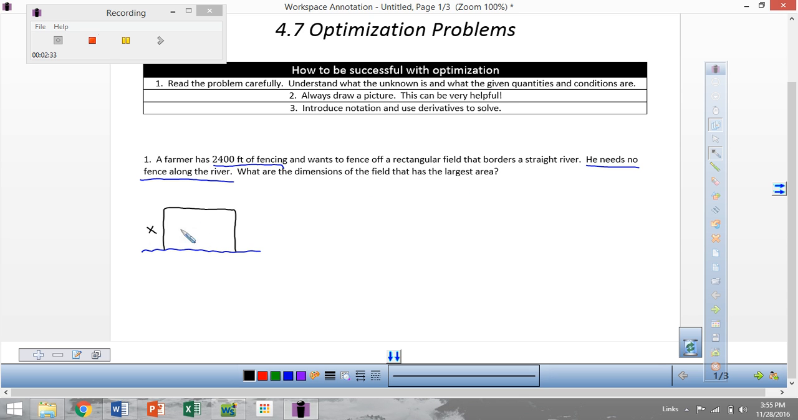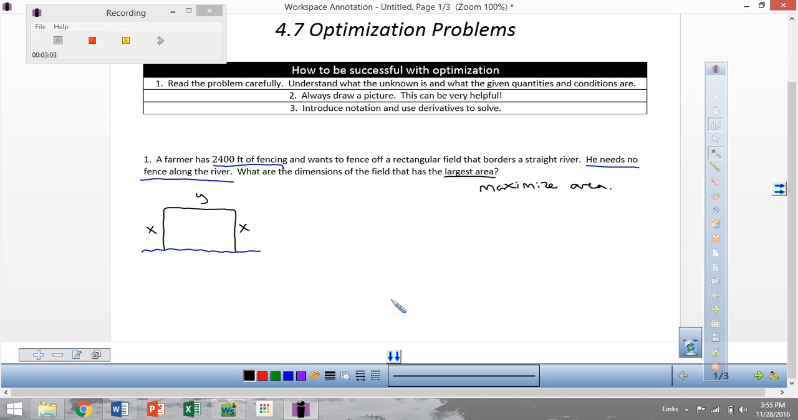So I'm just going to call this x, and it's a rectangle, so those are both going to be x, and I'm going to call this y. And again, I don't need this part down here because that's where the river's at. Okay, so drawing that picture is going to help. Then we want to think about, what do we want to do? We want to find the dimensions of the field that have the largest area. And when it says largest, that means we're going to try to maximize. Okay, you're either going to be maximizing or minimizing some quantity. We're going to maximize area.